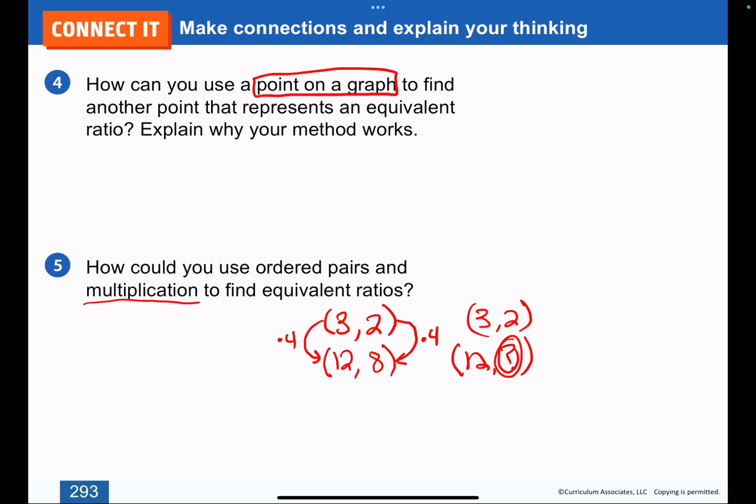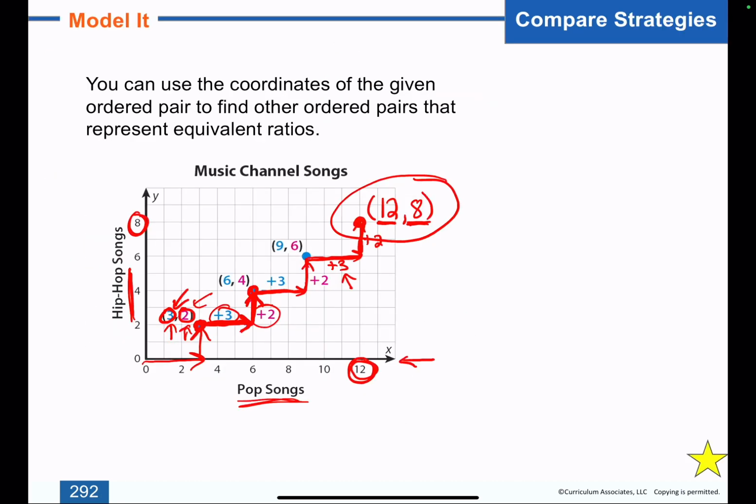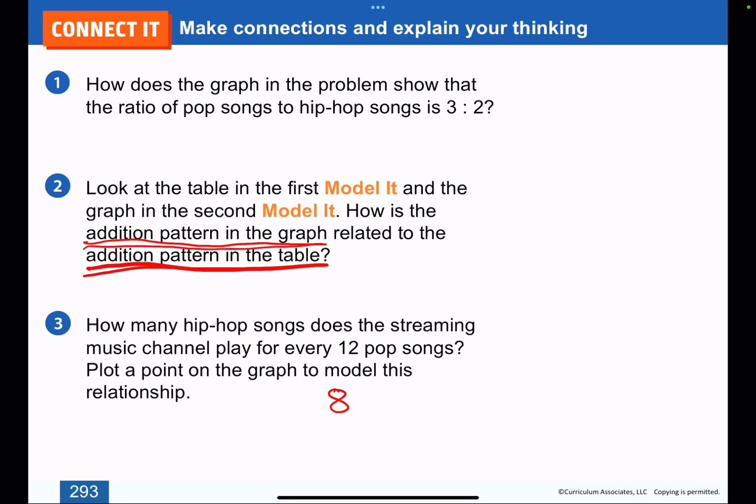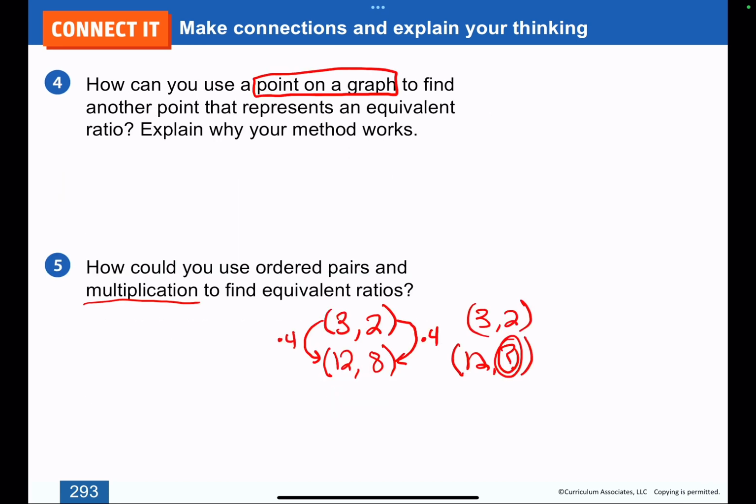You could also use repeated addition, but remember, repeated addition is just what? Repeated addition is just multiplication, right? So how many times did we add? We had to add 3 four times, so 3 plus 3 plus 3 plus 3, which was adding 3 4 times. So we could have just said 3 times 4. Same thing over here. We started with 2 plus 2 plus 2 plus 2, which is adding 2 4 times, or just 2 times 4. So again, we can just use multiplication.